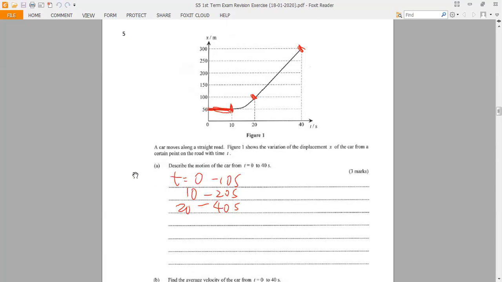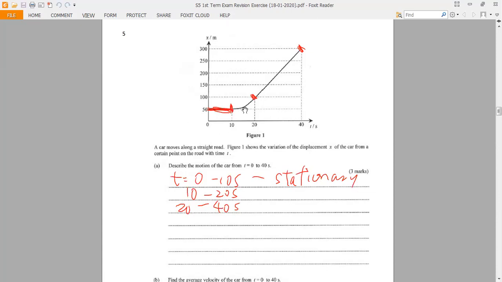Now, this question has 3 segments. Also look at the axis at the beginning: it's a displacement-time graph. If you see a flat region here, no change in displacement, what you can tell is he is stationary, or at rest.